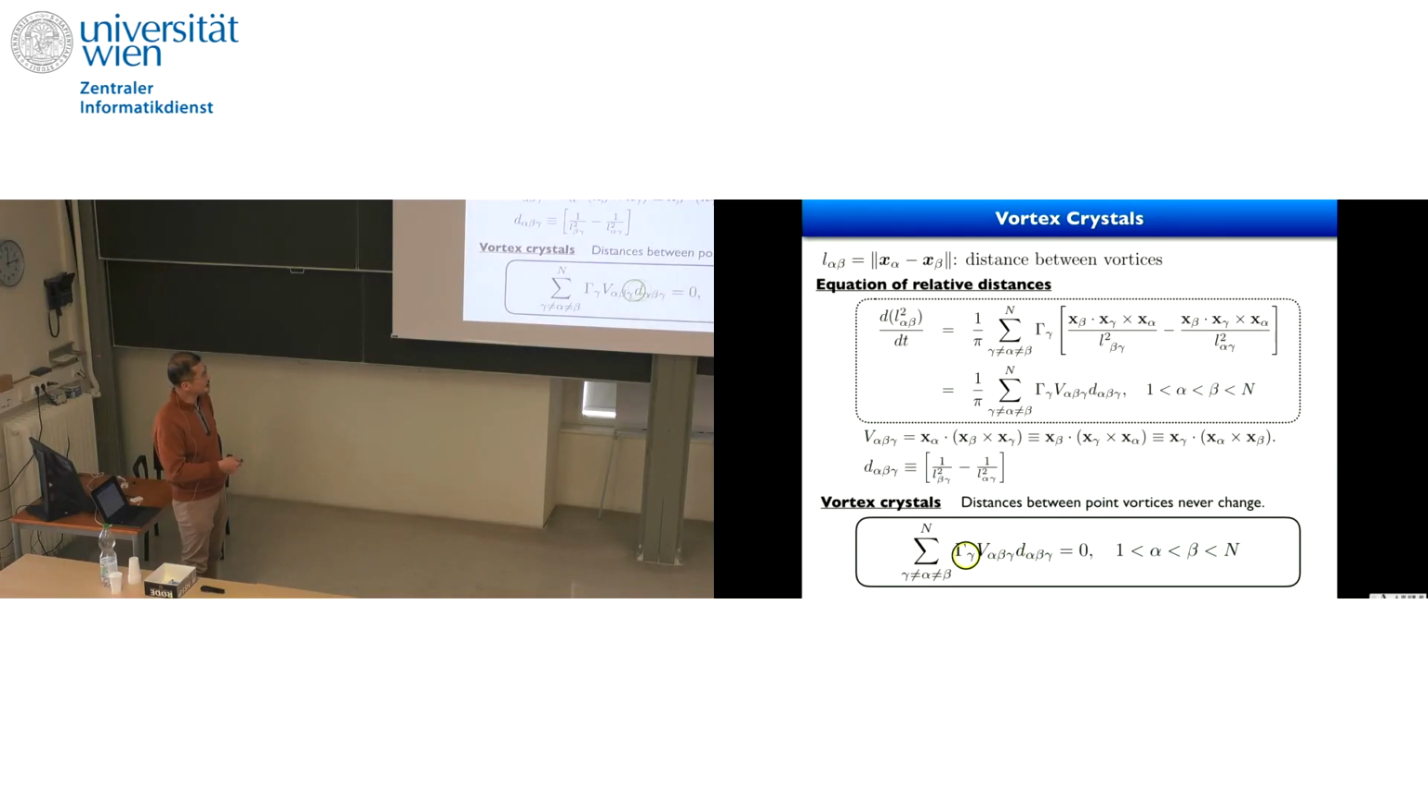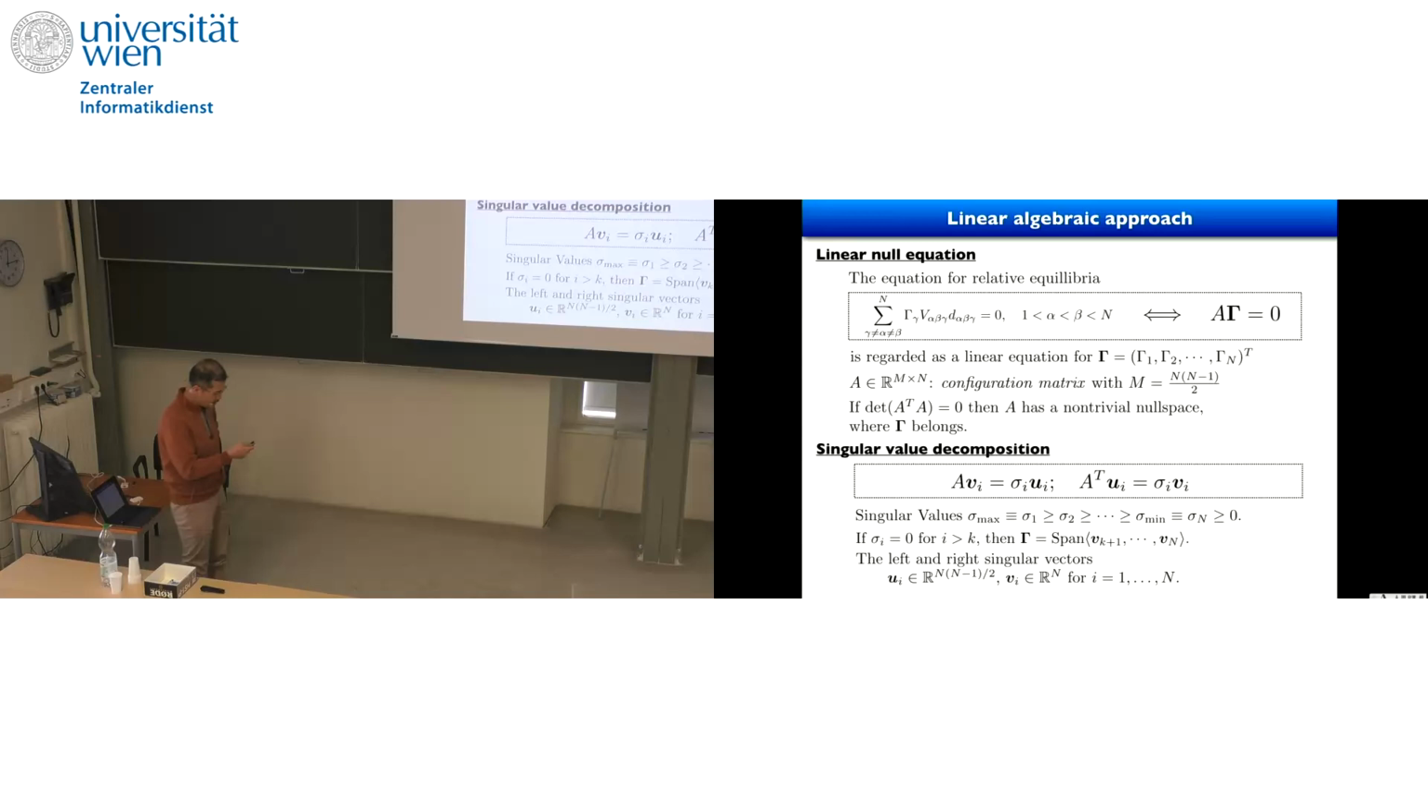So when we see this equation for given strengths of the point vortices, this is regarded as a nonlinear equation with respect to the locations of the point vortices. This is very difficult to solve even numerically for a large number of n. But on the other hand, when we see this equation as a linear equation with respect to the strengths gamma, this is a null equation.